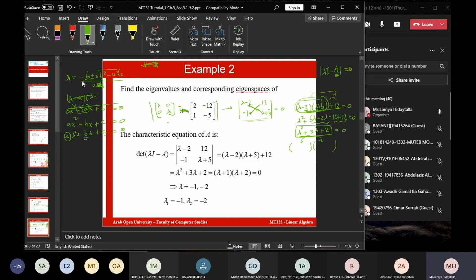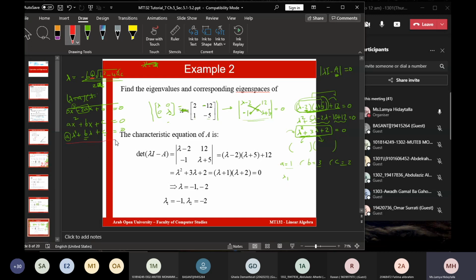For instance, let's say this equation. Now, what is the a? The a is equal to 1. What is the b? b is equal to 3. What is the c? c is equal to 2. And then just take this and substitute. You're going to find two values for lambda because this is a square. You will get lambda 1 with the addition, and next time with the minus, you're going to find the other value.